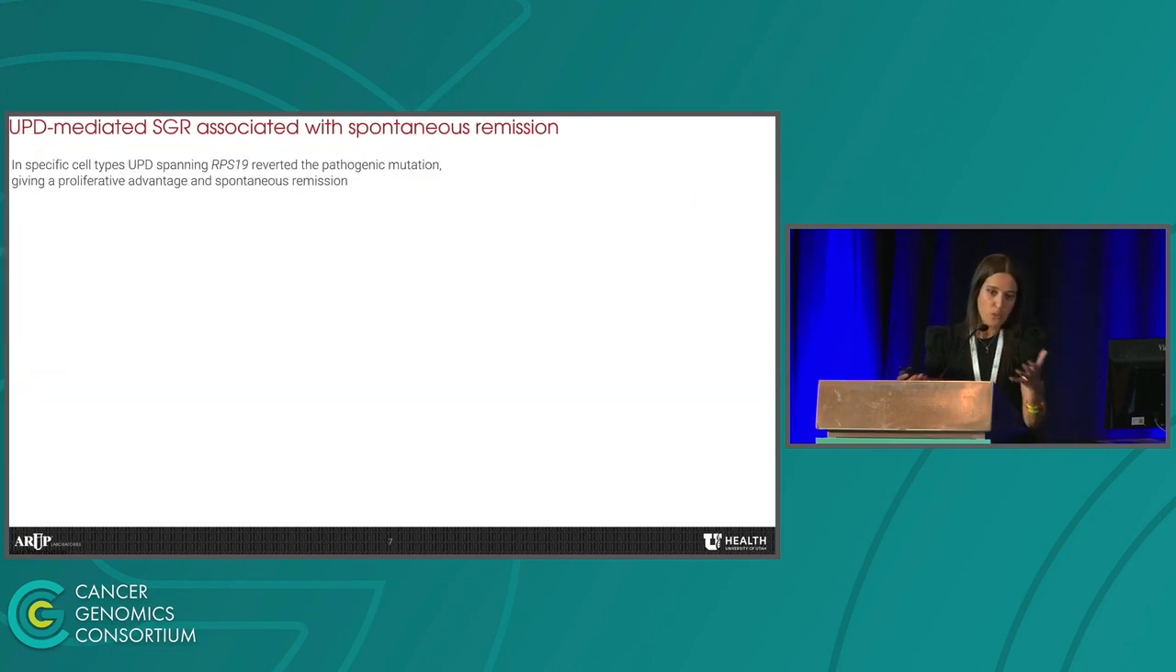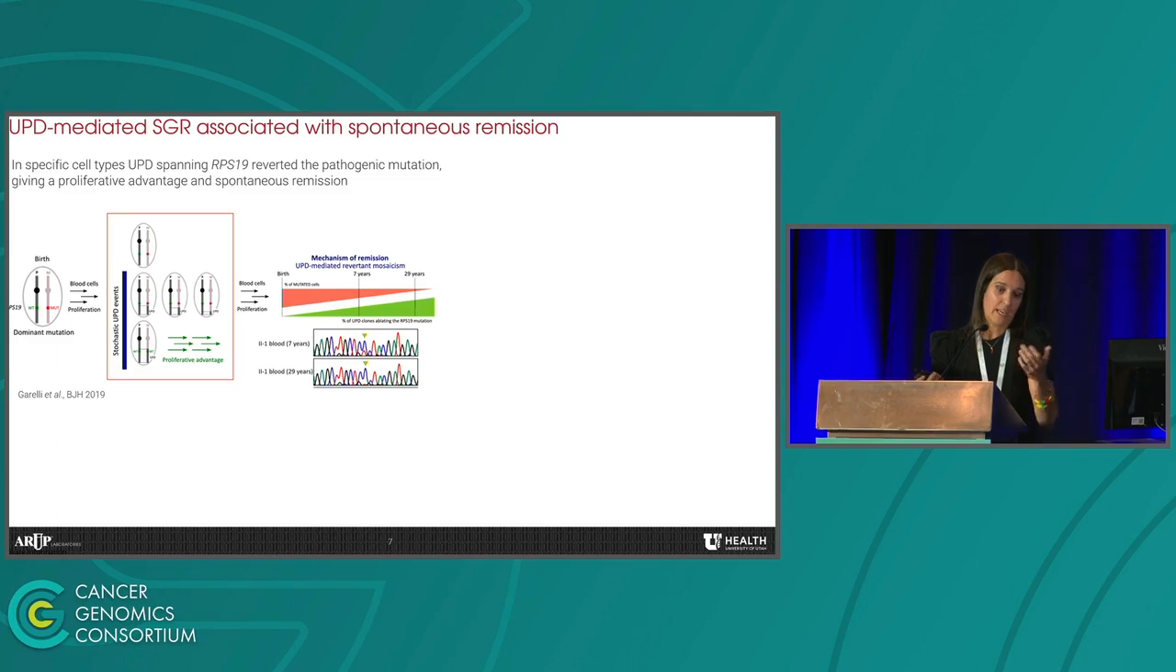So this actually, UPD19q in cases with RPS19 germline variants had been reported before. And as I'm showing you here, in this case it was a 29-year-old that presented spontaneous remission by an increased abundance of these clones at 29 years old. So how do we integrate all this information in our reports?